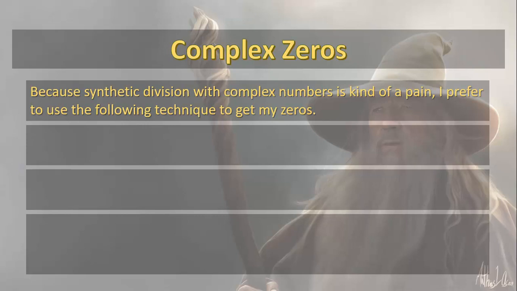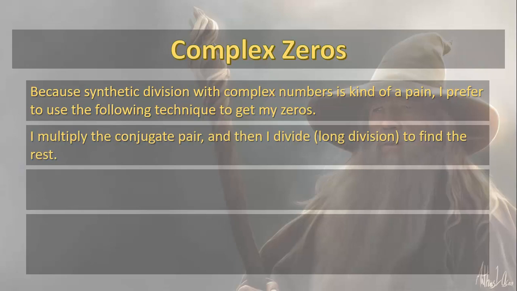Okay, synthetic division with complex numbers is a real pain. For that reason, I prefer to use the following technique to get my zeros. Now, you don't have to do this. If you want to do complex synthetic division, be my guest. But I multiply the conjugate pair, and then I divide using long division to find the rest of it. I think that's easier than doing synthetic division with complex numbers.